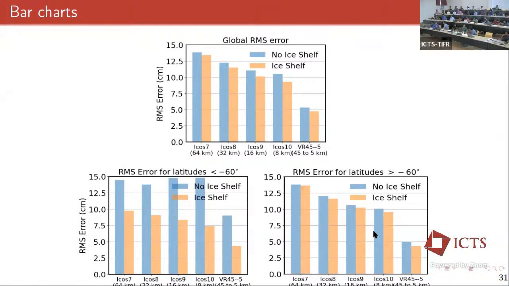I'm wondering why the error does not go down that much in the bottom right figure. Yes, this one, right? Because are there ice shelves above -60? Do you see ice shelves around India? That's why I wondered why you included that figure at all, because there are no ice shelves.